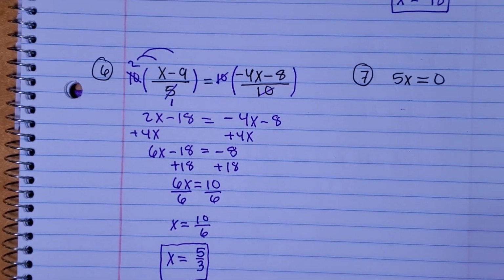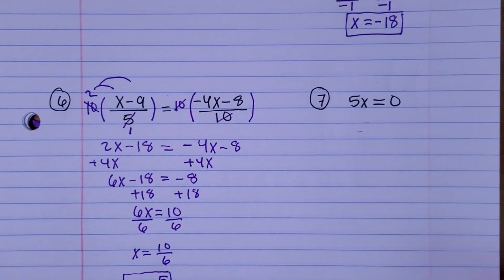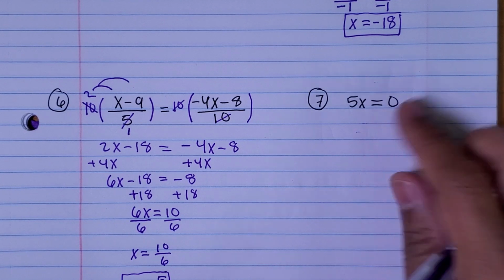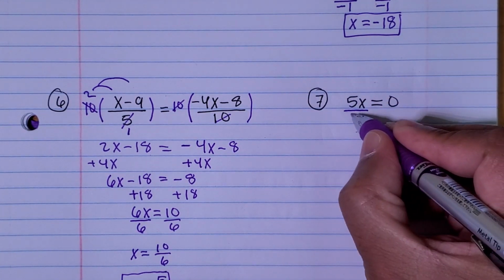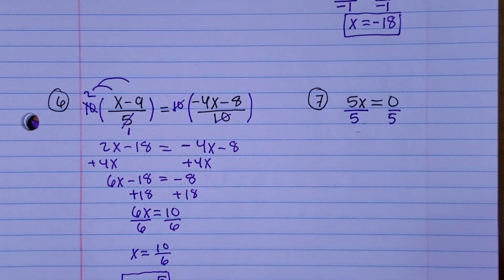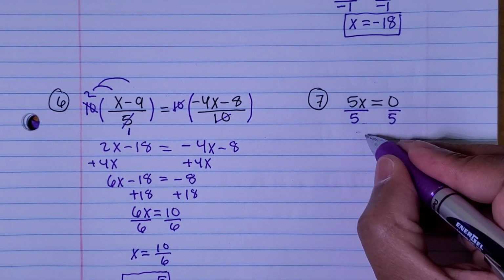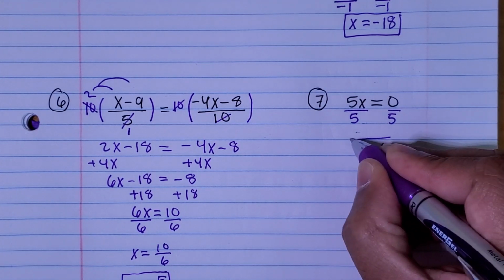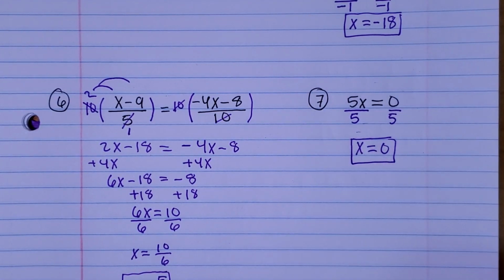Now, the last example, okay, this is where many students forget. This is a simple one because all you have to do is divide by 5, but this is where many students struggle. What is 0 divided by 5? Right? 0 divided by 5 is 0. So the solution to this equation is x equals 0.